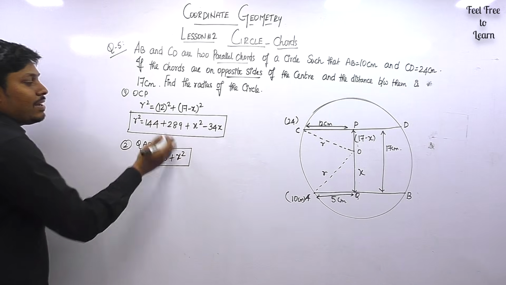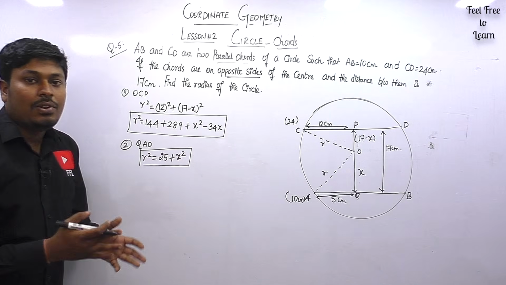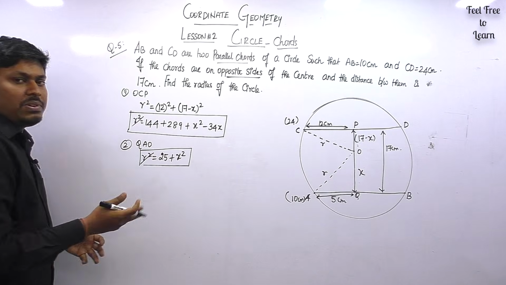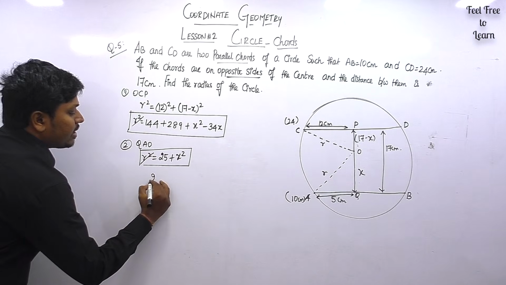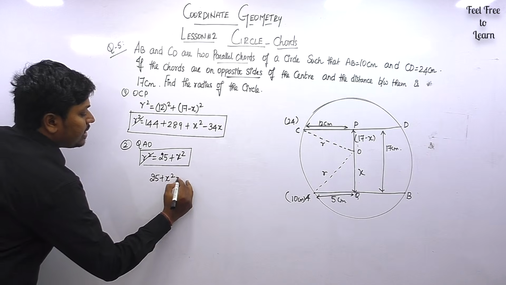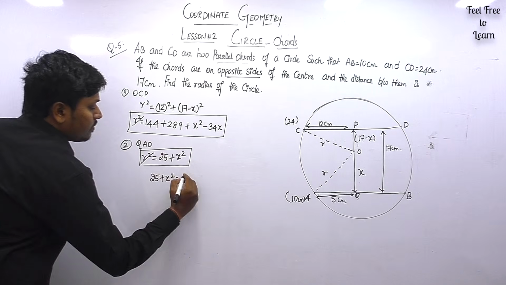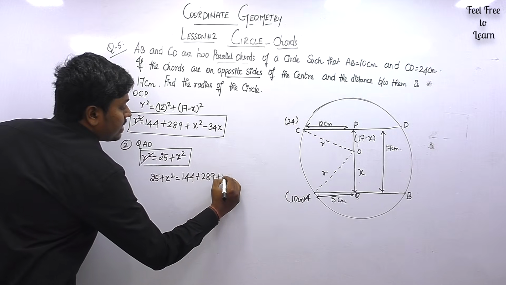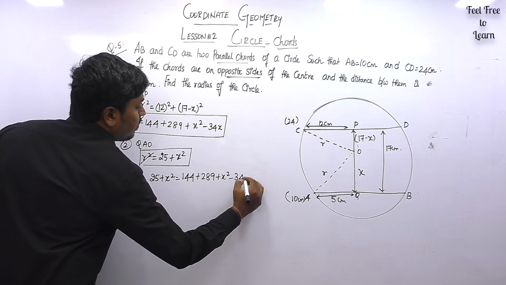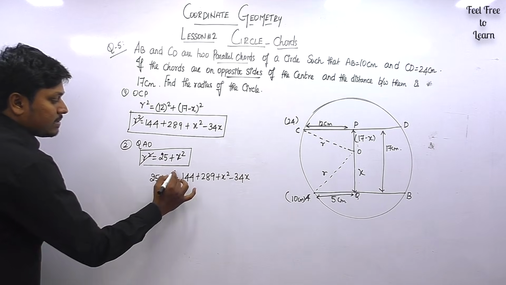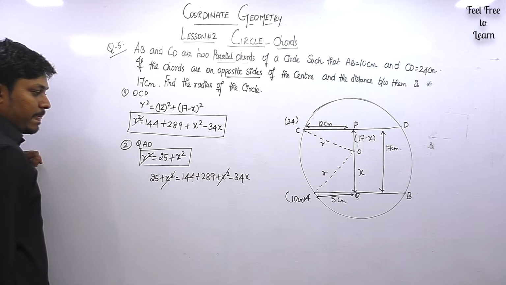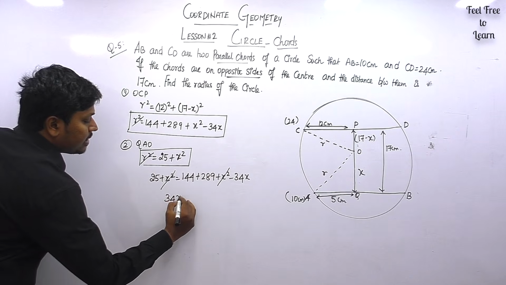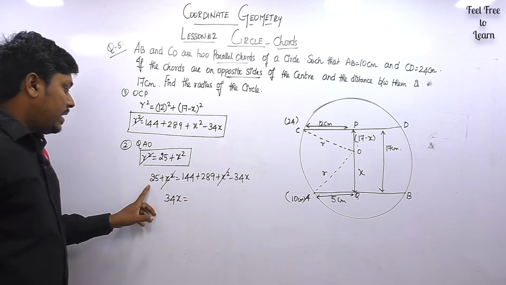Now what we can do? We can equate. Just now I have told you radius will always be same for a circle. So this R square and R square will be same. So let me equate this. So this can be written as 25 plus x square is equal to 144 plus 289 plus x square minus 34x. So we can cancel x square and x square here. So bring this 34x towards left hand side, it becomes plus 34x and we need to add and subtract.